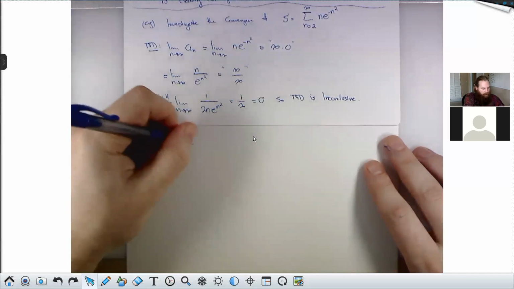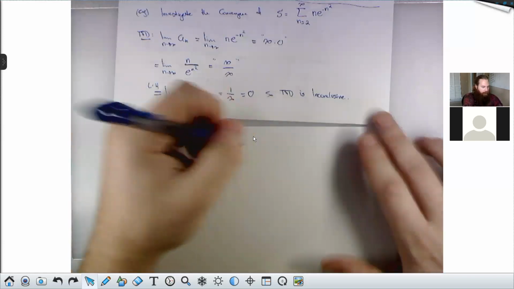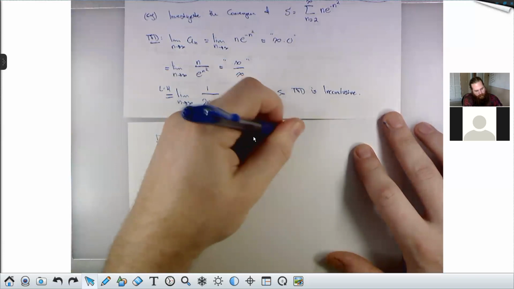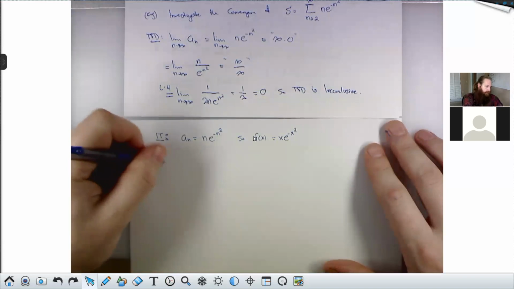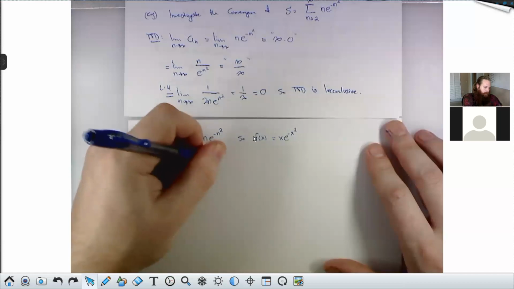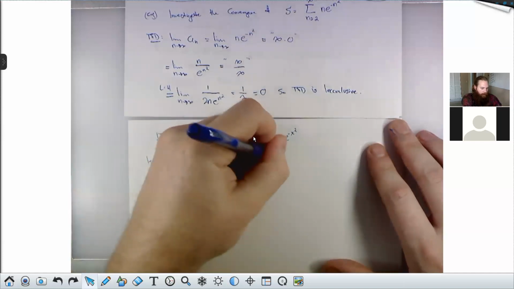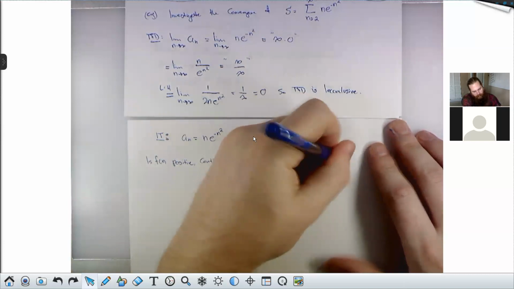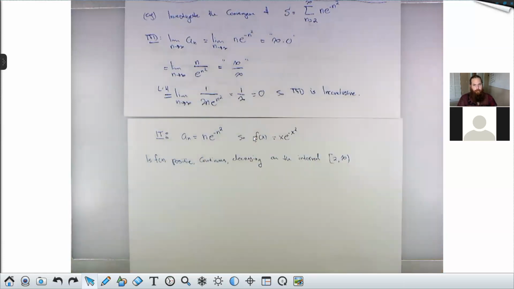So a_n is n e to the negative n squared. So f of x is x e to the negative x squared. And I want to check, is f of x positive, continuous, and decreasing on the interval 2 to infinity. Why 2 to infinity? Because my series starts at 2.